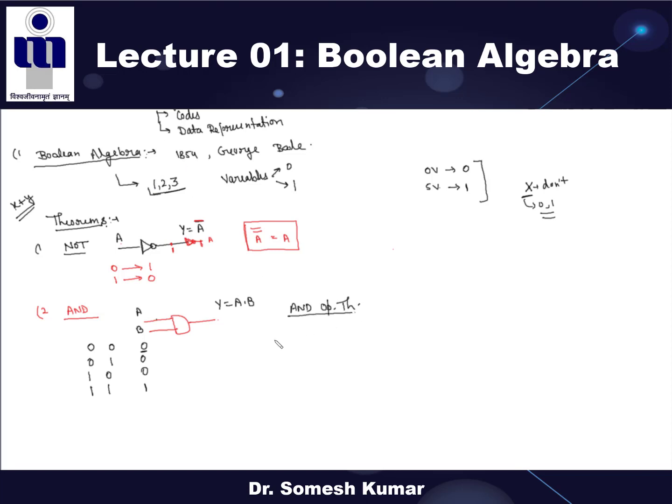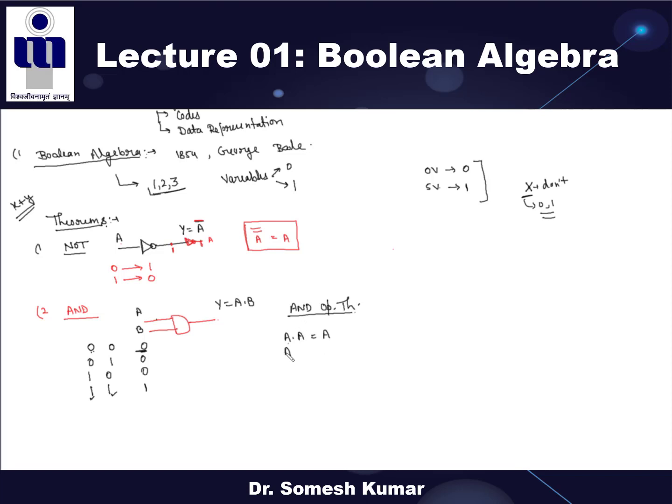So AND operation theorem is here A dot A. What is the output of this? A dot A means both the inputs are same, like 0, 0. What is the output in that case? What happened if A is 1, 1? If both inputs are same, then output is also same. So A dot A is equal to A. If A is 0, 0, output is 0. If A is 1, 1, output is 1, right? Clear?